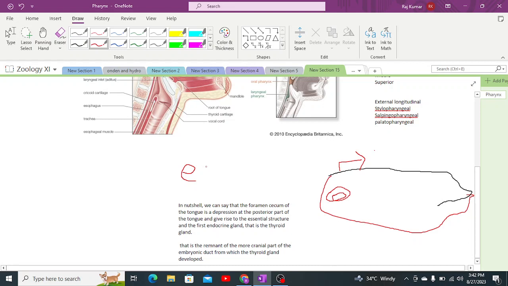Now, this eustachian tube opens into which part of the pharynx? It opens into the nasopharynx. Apart from which, there are two eustachian tubes because we have two ears, which arise from the middle ear, of course. And here we have tonsils.